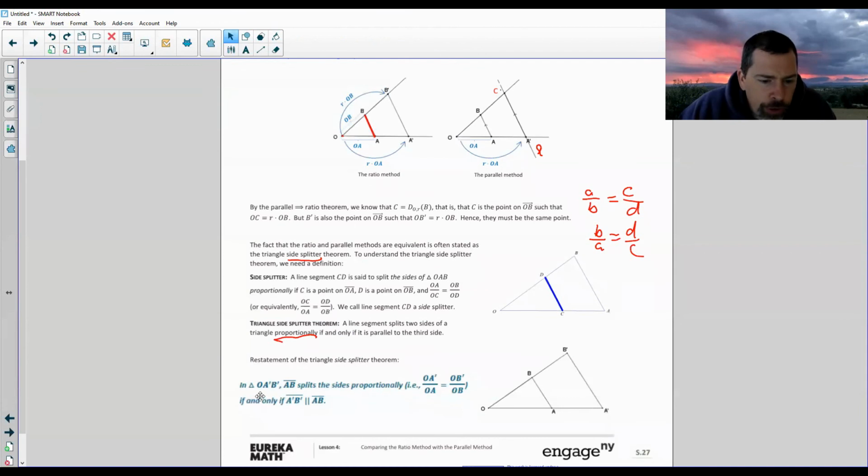So it says in triangle O, A prime, B prime, the big triangle, AB splits the sides proportionally, i.e. OA prime over OA equals OB prime over OB. If and only if A prime, B prime is parallel to AB.